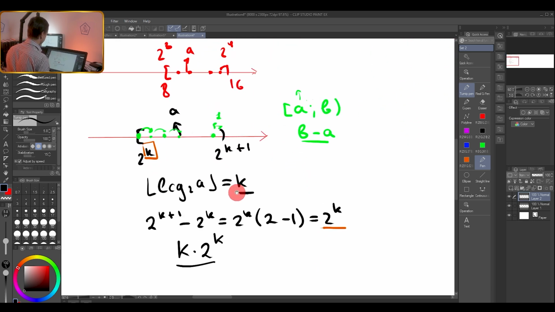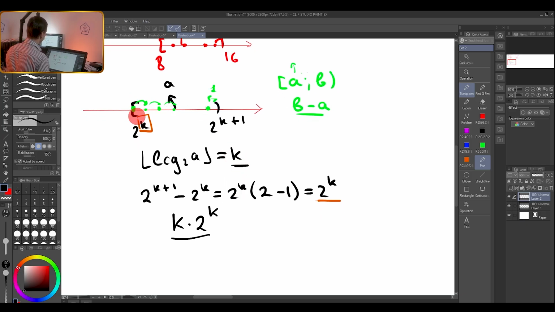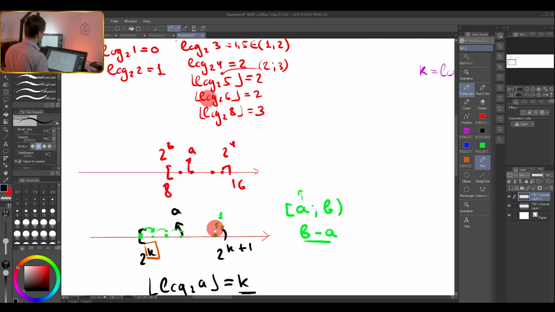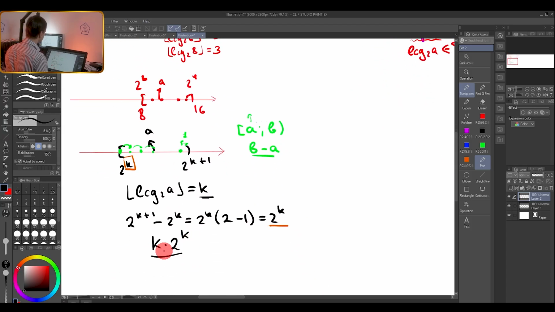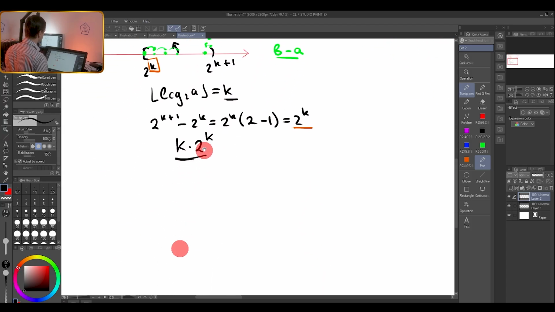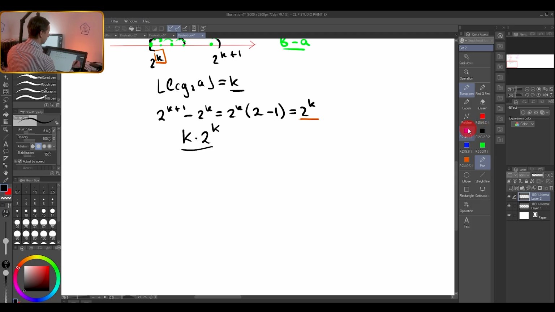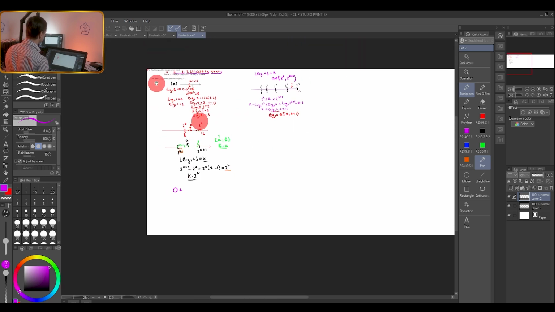The pattern looks like this. Each interval from 2 to the power of k to 2 to the power of k plus 1, if a goes through this interval, the contribution to this sum will be k times 2 to the power of k. So let's write the sum finally, and we will make the final writing, and after that the problem will be solved. So we will have 0, it's the first term. Let me remind you why.